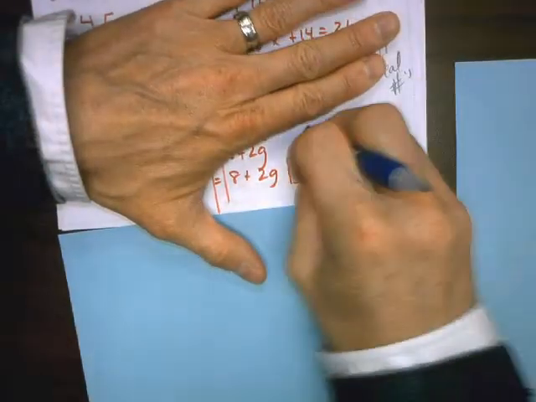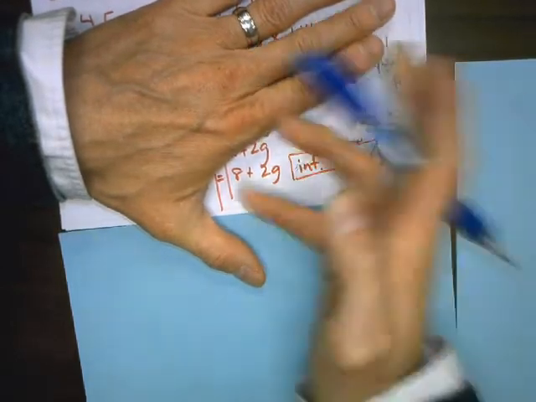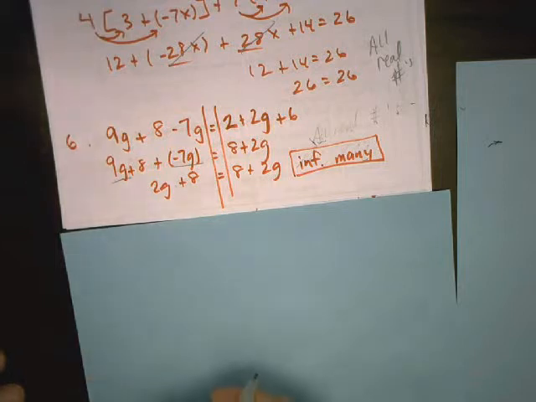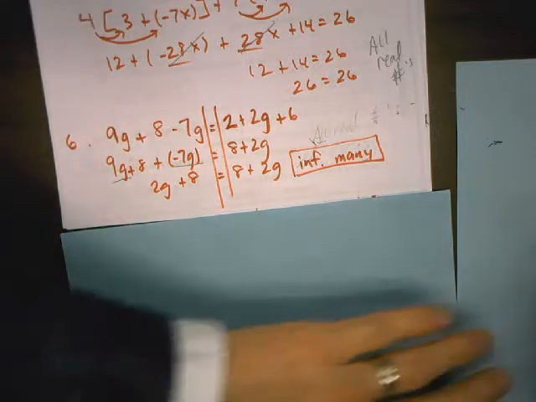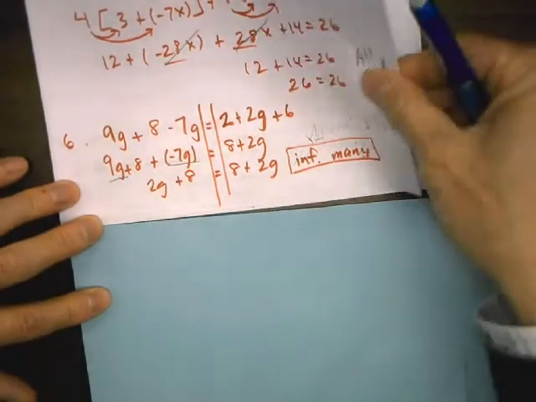So actually that was right. What's the solution? The solution's all real numbers, but that's not what the question was asking us. The question was asking us, does this have infinitely many, or does it have no solutions? So that's why the answer is infinitely many. Sorry about that. Got to read the directions, right, before we do those problems.